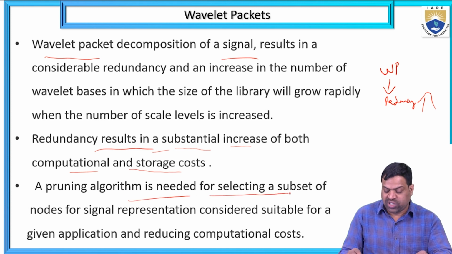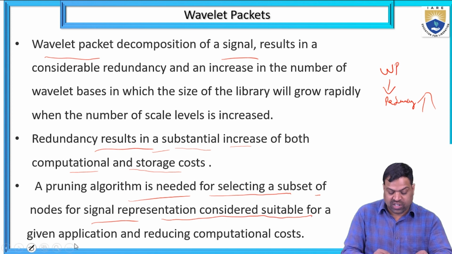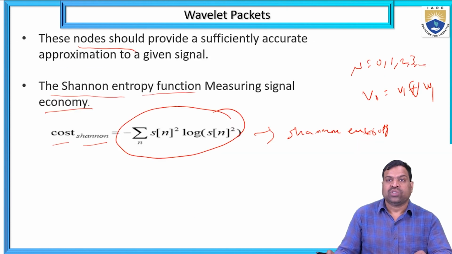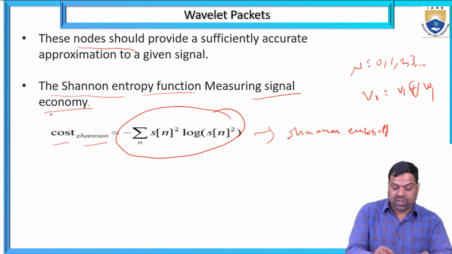But an algorithm is needed for selecting a subset of nodes in the signal representation for a given application, reducing the computational cost. So low pass filter and high pass filter give the two levels or two subbands of the image. So the nodes should provide a sufficiently accurate approximation to a given level. The Shannon entropy function measures the signal entropy. So we find the signal entropy, or signal strength, with the help of Shannon entropy.